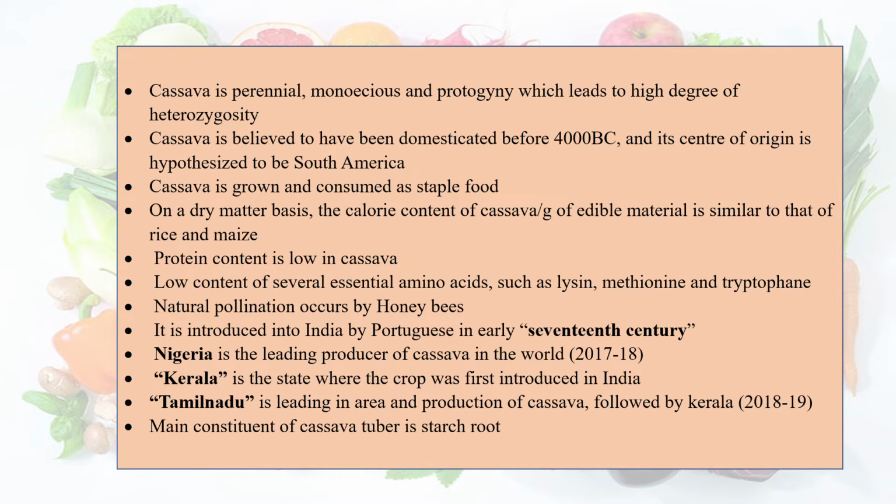It was introduced into India by the Portuguese in the early 17th century. Nigeria is the leading producer of cassava in the world. And coming to India, Kerala is the state where cassava was first introduced. Coming to area and production, the leading area and production was Tamil Nadu, followed by Kerala. The main constituent of cassava tuber is starch.